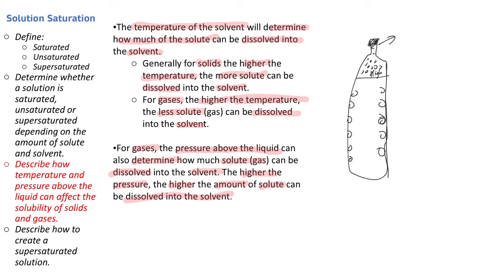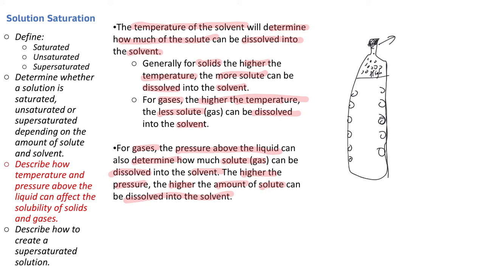Those bubbles will come out of the cold drink because all of a sudden the pressure above the liquid is much lower than it was before. Therefore, less solute can be dissolved in that liquid. Since less solute can be dissolved in that liquid, the gas comes out of solution. If this was a warm drink, then lots and lots of gas will come out. If it's a cold one, not so much gas will come out.